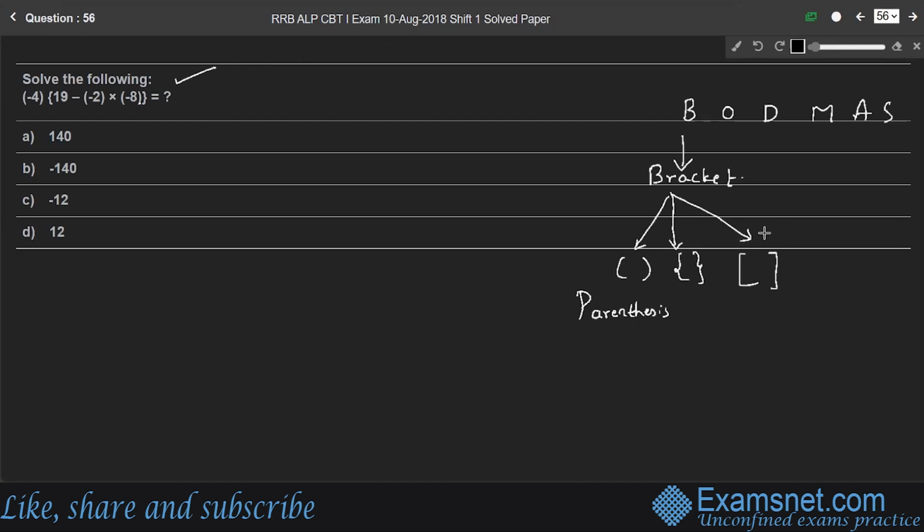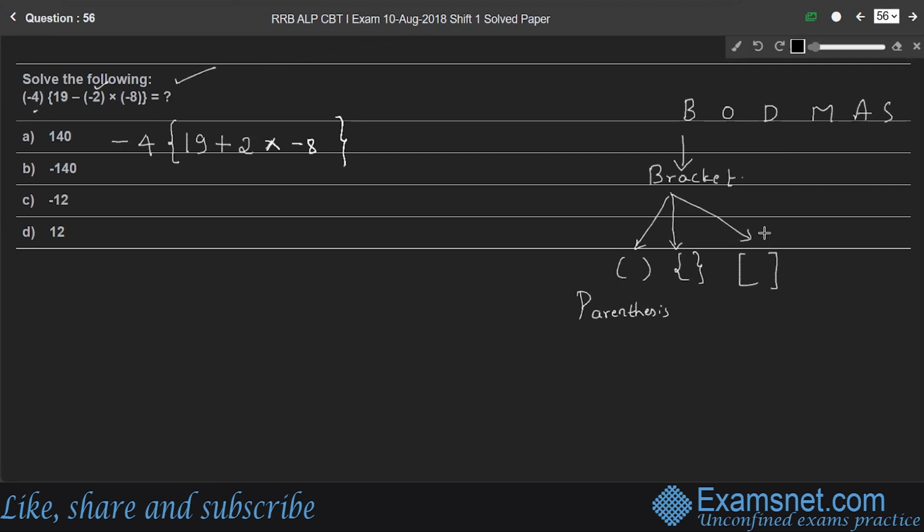So -4 will be written as it is, and inside the flower bracket we have 19 minus of -2. We can remove the parenthesis; minus of -2 is +2. Then into -8 will be as it is: +2 into -8, close the bracket. No need to keep the parenthesis as well. So 2 into -8, but just to differentiate 2 and -8, I am keeping this parenthesis. No need to keep that also.